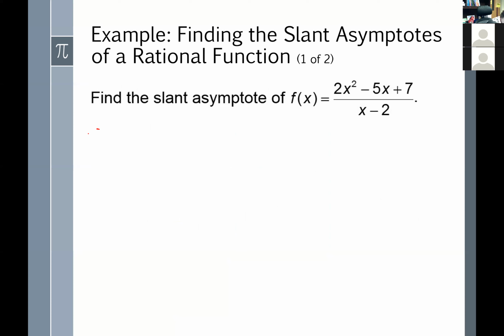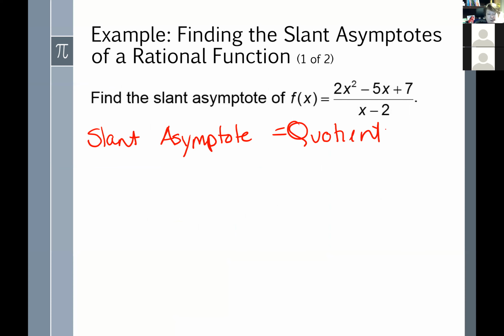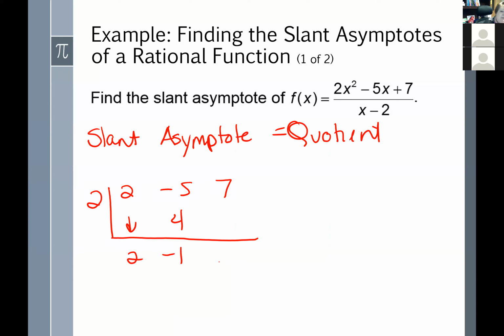And the slant asymptote is the quotient. So I don't care about the remainder. All I care about is the quotient. So I'm going to do this division. I'm going to use synthetic division because I'm way out of time and it's just so much faster. And at this point, I'm done. I don't really need to find the remainder.